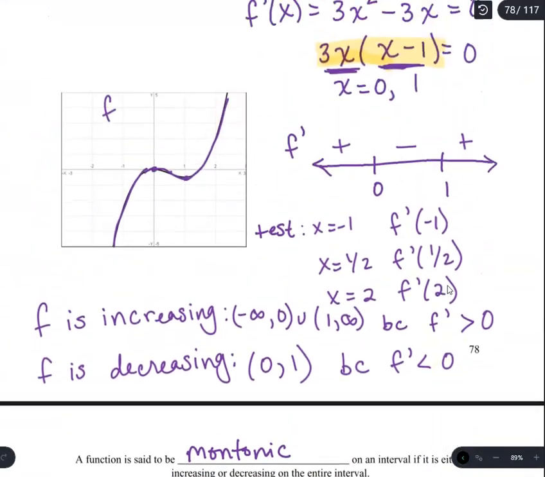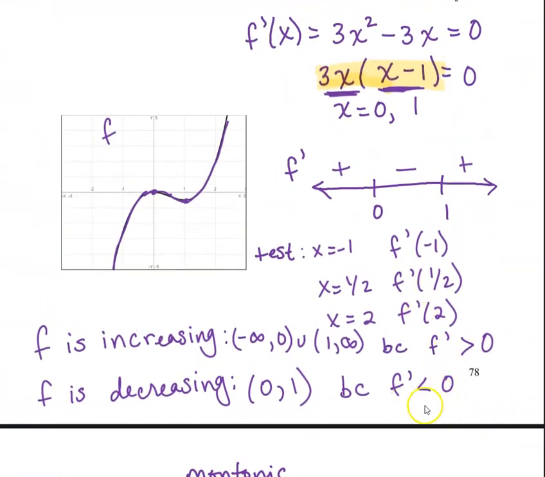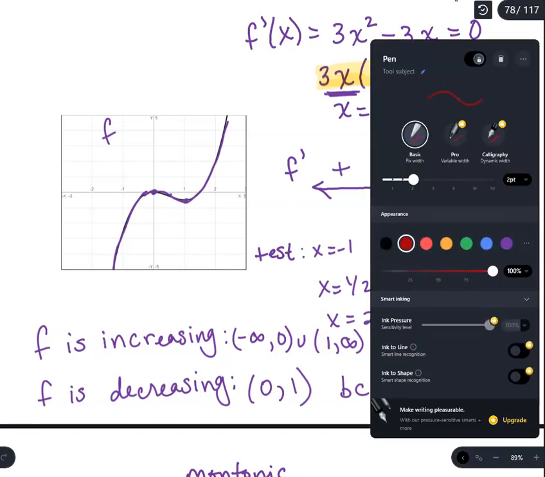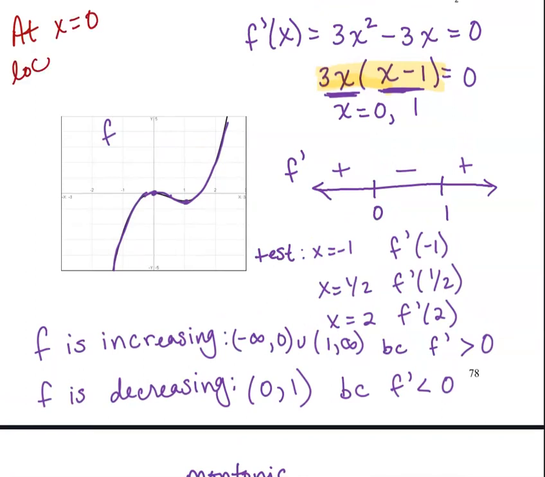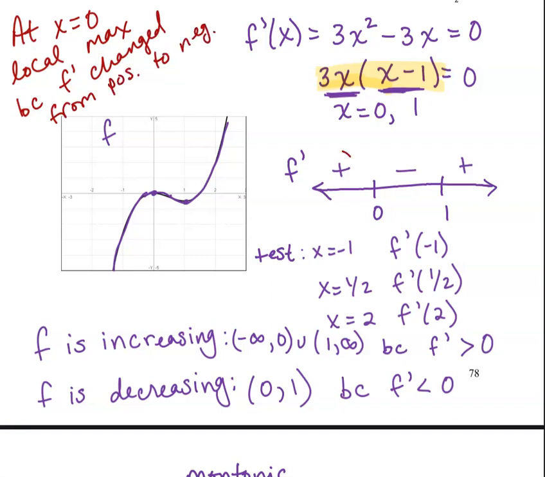Very quickly, let me go back to this example, and I didn't ask you this previously, but had I asked you this, you would have told me that, if you want to add this to your notes here, let me use a different color, at x equals 0 in this example, we would have had a local maximum. And the reason is because f prime changed from positive to negative at that location.